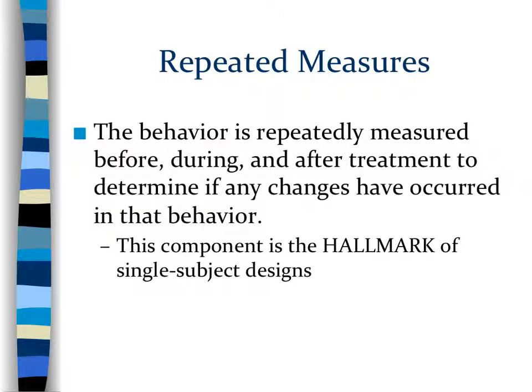In the last few slides, we talked about repeated measures, and I want to reiterate this because it is the hallmark of single subject designs. What really happens in repeated measures is that the behavior is repeatedly measured before, during, and after treatment to determine if any changes have occurred in that behavior. So basically, think about a pre-test, a post-test, and a delayed post-test when you're thinking of academics.